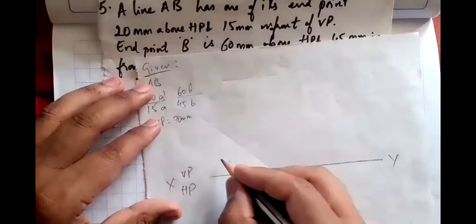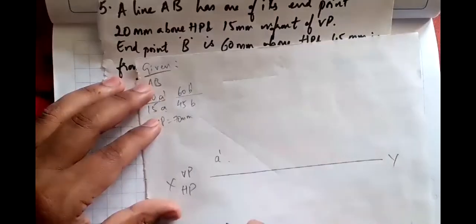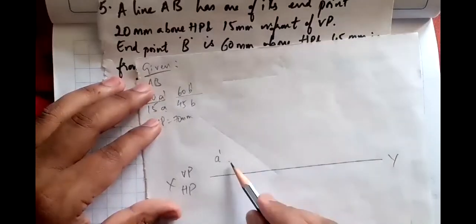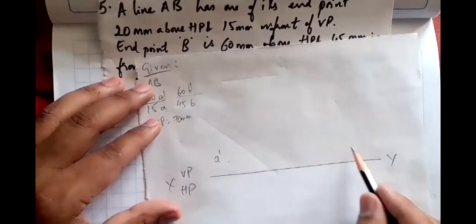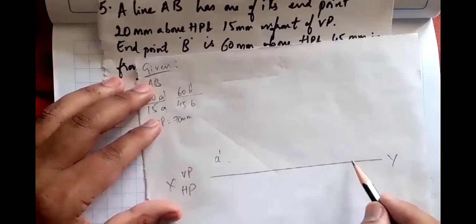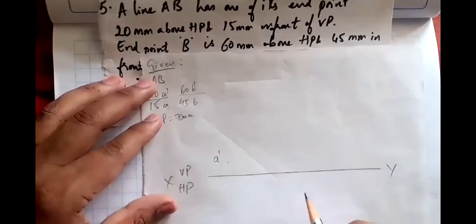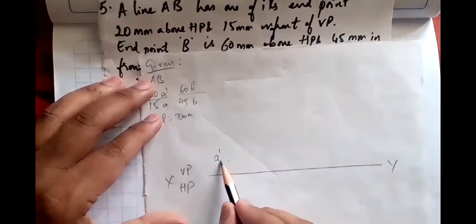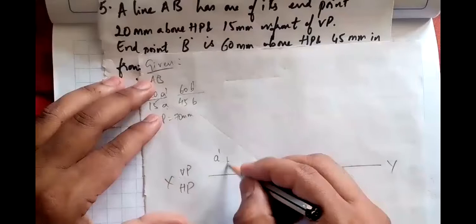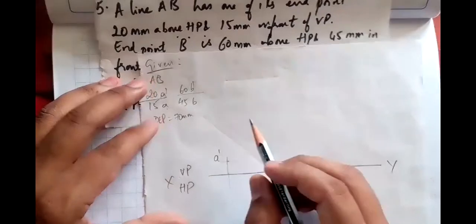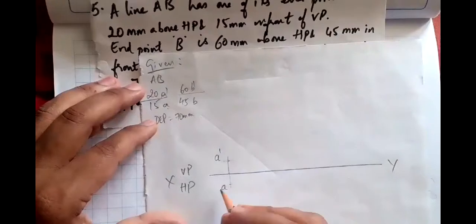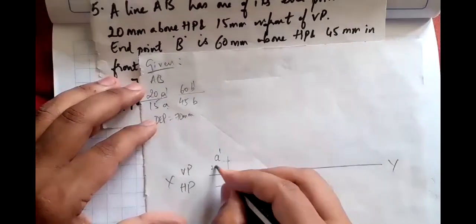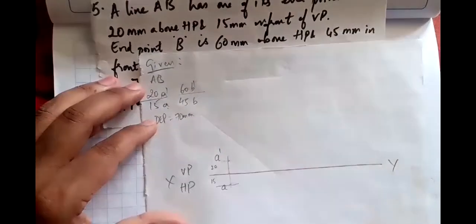If this is 20, make sure that on the empty book here also, if a line is drawn, that will also be 20, otherwise your answers will go wrong. So I'll identify this location, and 15 in front of VP I have got A. This is 20 and 15. I have identified this location.